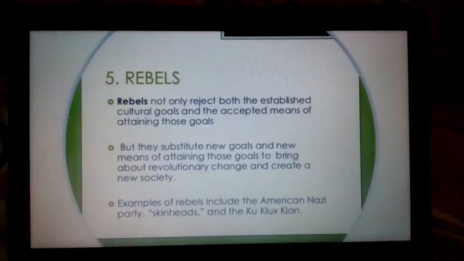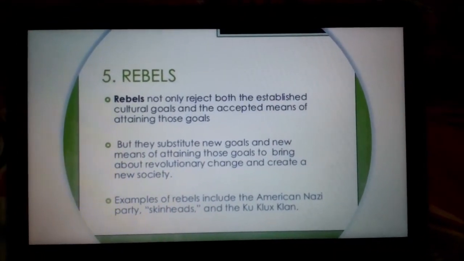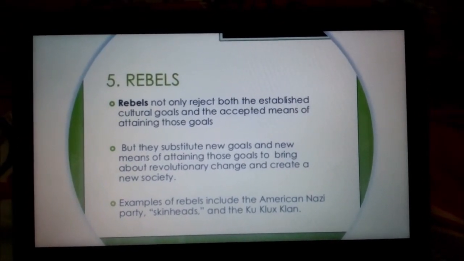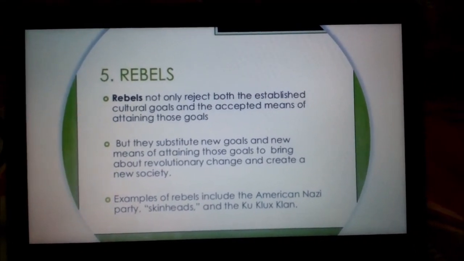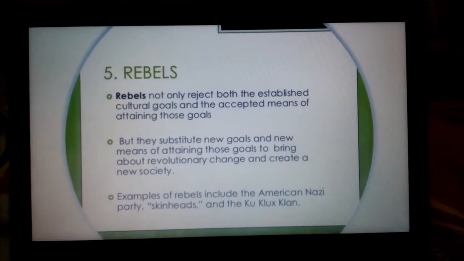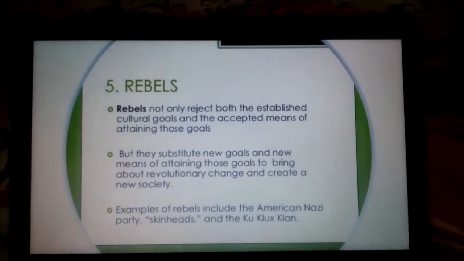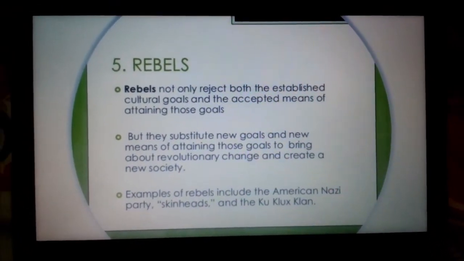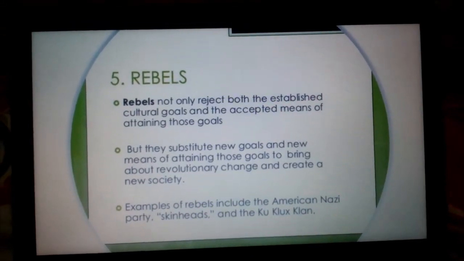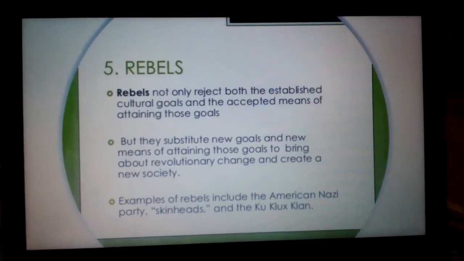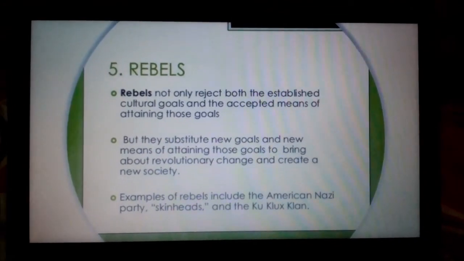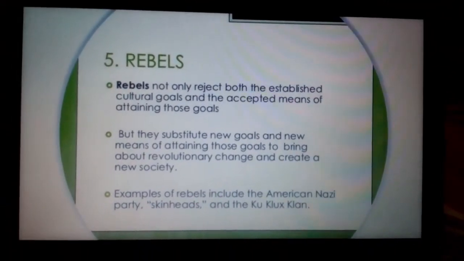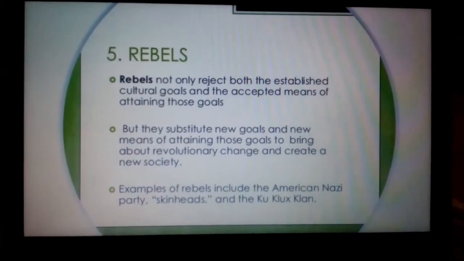So, rebellion, syempre, rebels ang tawag nito. Rebels not only reject both the established cultural goals and the accepted means of attaining those goals. But instead, examples of rebels include the American Nazi Party, skinheads, and the Ku Klux Klan. So, ito yung kung pag-aralan nyo dati sa world history, there are many rebels. Ang example natin for today are the New People's Army, NPA, Communist Party of the Philippines, CPP, NPA. So, that's an example of rebels. So, that's the 5 classification of strain, according to strain theory.